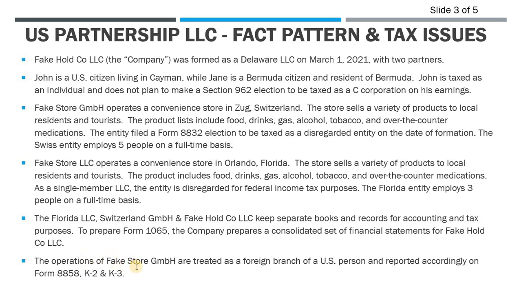Okay, now the last point here on this line before we move on to the next, the Switzerland entity is going to be treated as a foreign branch of a U.S. person, so we'll have to do an 8858 to report those activities, and then of course the K-2 and K-3s should be updated to reflect that this is not only a foreign company but a foreign branch operation of that U.S. person, right? The U.S. person being the Delaware holding company.